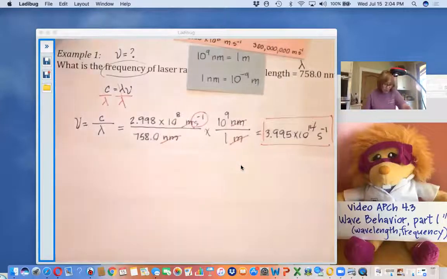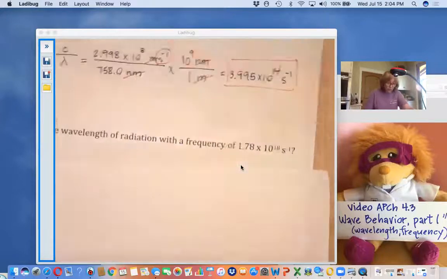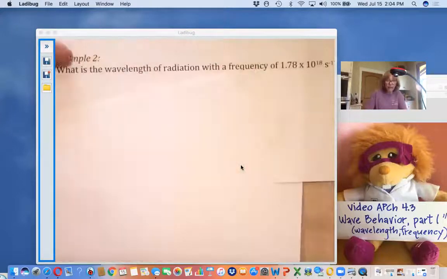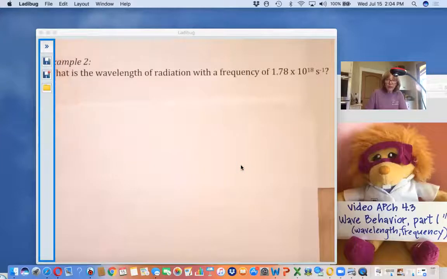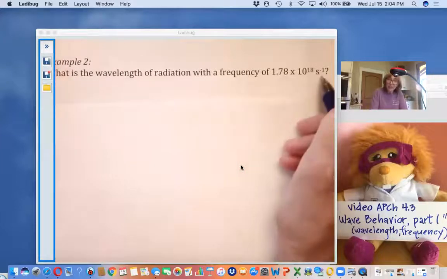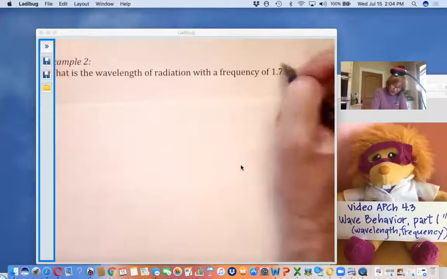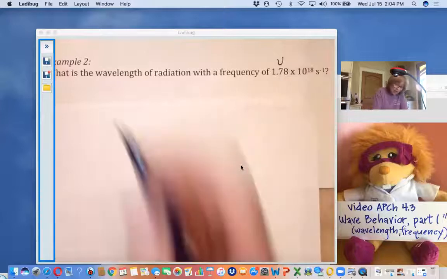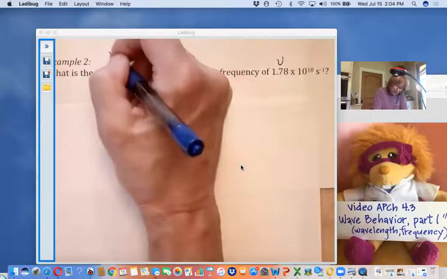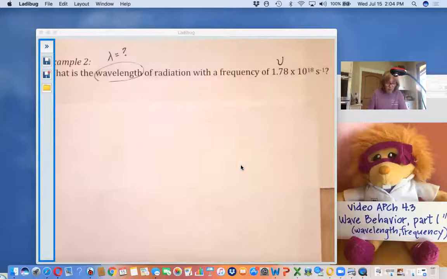Okay, let's do one more. Example 2, what's the wavelength of radiation with a frequency of 1.78 times 10 to the 18 per second? Okay, they have given me the frequency, and they're saying what is the wavelength? So that's what I'm solving for.